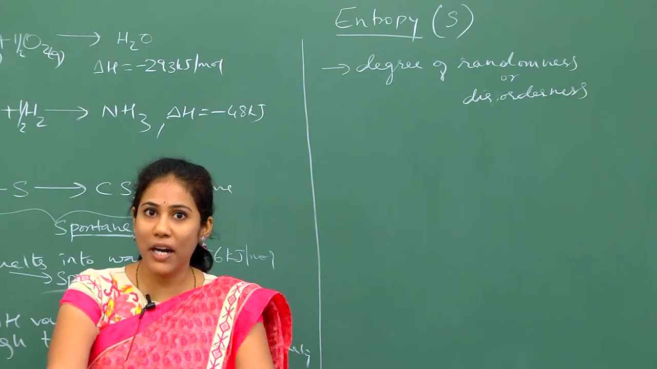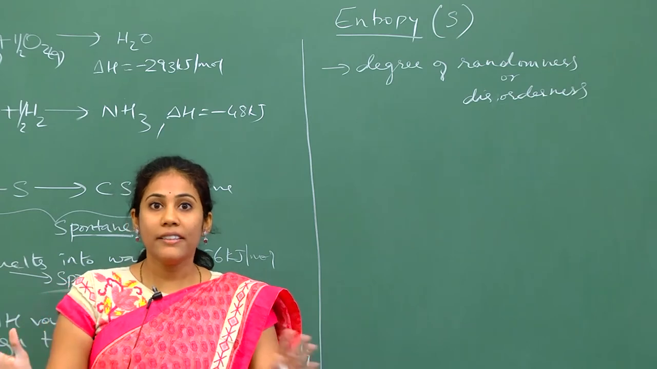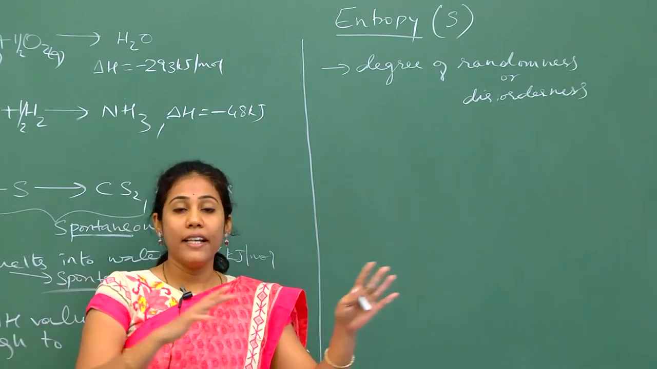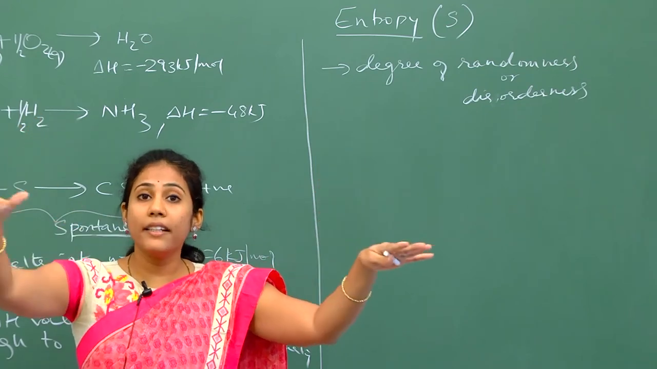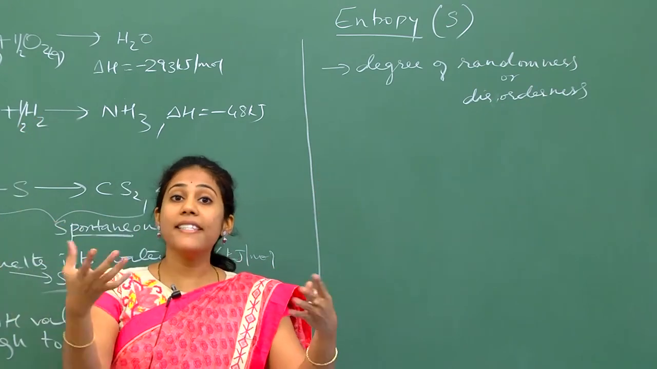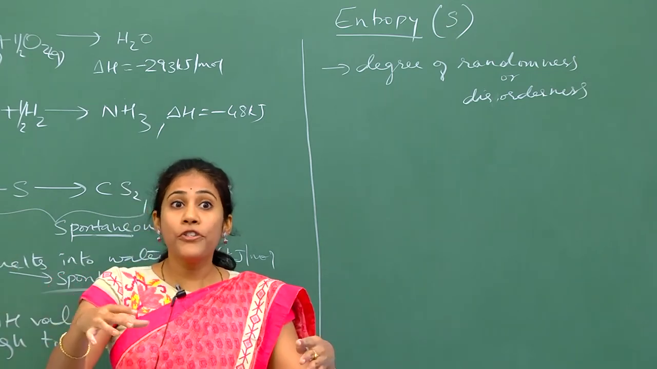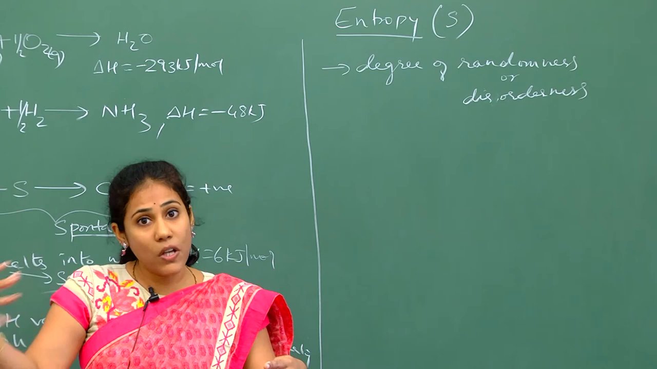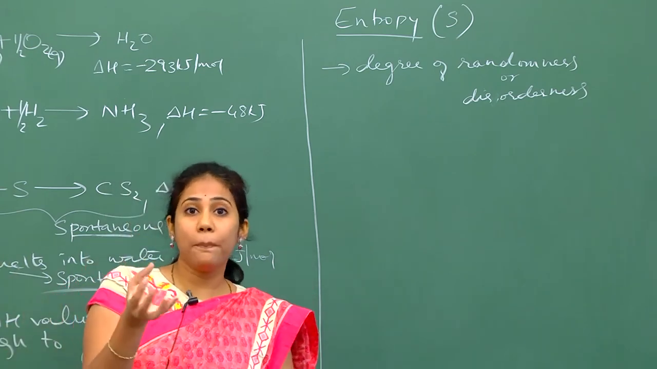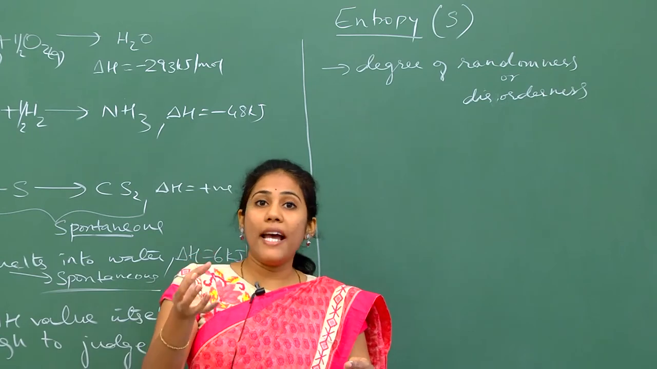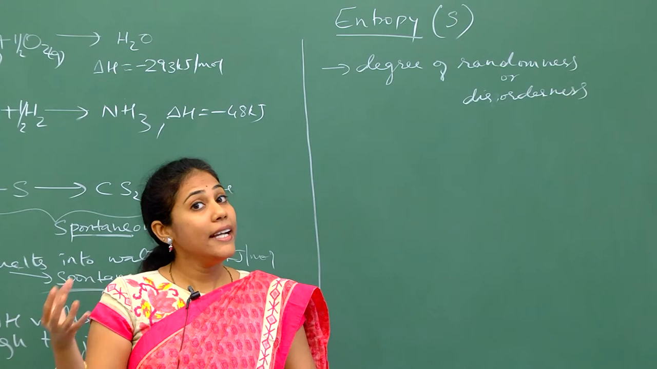That means there is no disorderness. Everybody is sitting very perfectly in an orderly way. The moment a teacher goes outside, the entropy of a class is increased. Means what? The disorderness of a class is increased. The randomness has increased. Got it? So the disturbance or disorderness created during a reaction or during a process is called entropy.